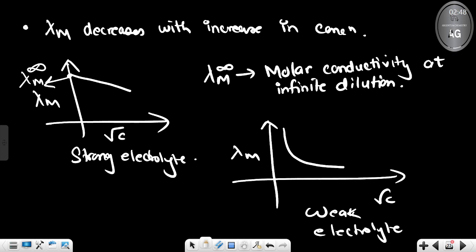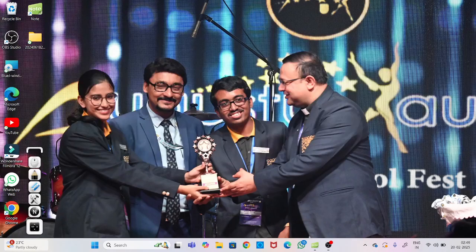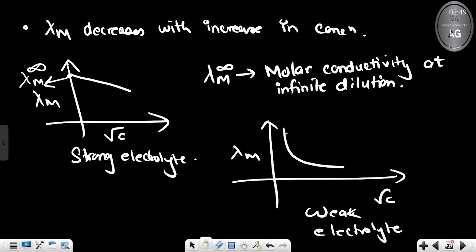Delta M infinity for a strong electrolyte I can easily find from the graph only. If I take some points at some concentration, I can draw the graph, then I can easily find it out. No problem for that. But for this weak electrolyte, can I find out the value of delta M infinity? The answer is no. Because I am never getting a point on the graph, I cannot touch this graph with this axis to get a point. So how will I find it out?